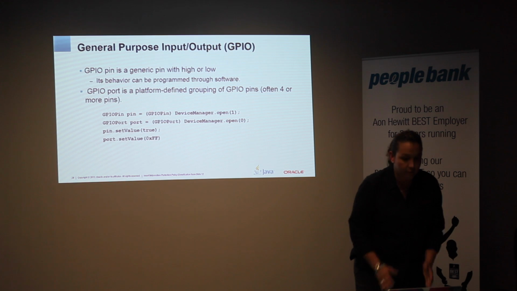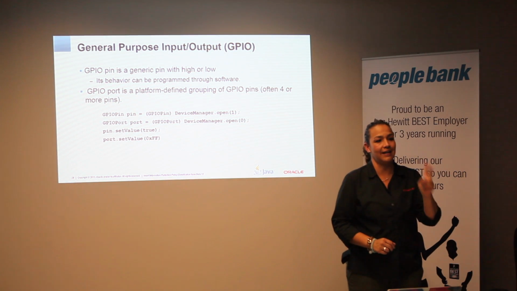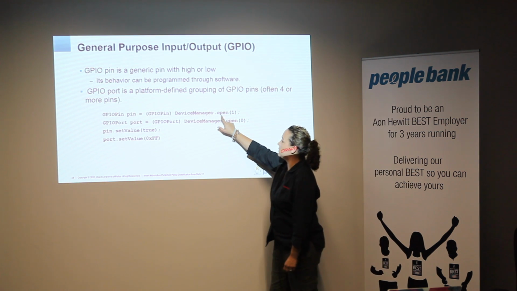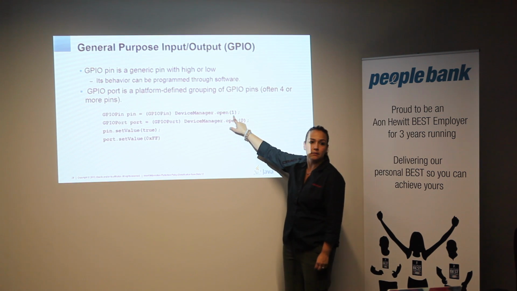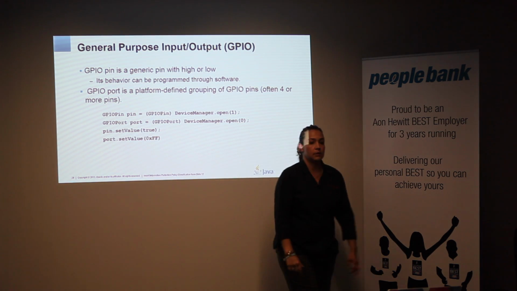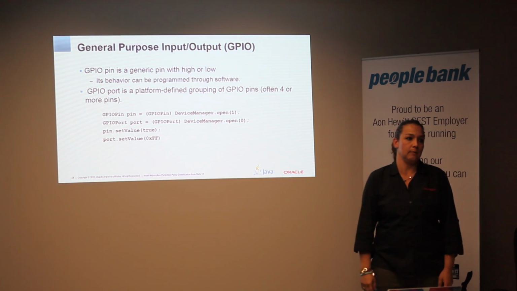Now, first code, extremely difficult. Two lines to turn an LED on. We're going to say device manager open, with the pin where you plug your LED, and then you say set the value to true. That's all you have to do to turn the LED on. It couldn't get any simpler than that.